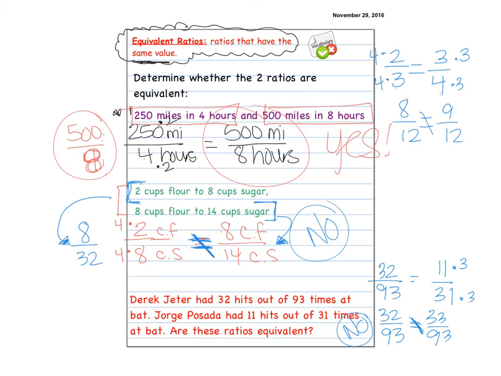So sometimes you can just change one of the denominators or one of the fractions to get an equivalent, and other times you might need to change both, like we had to do here.